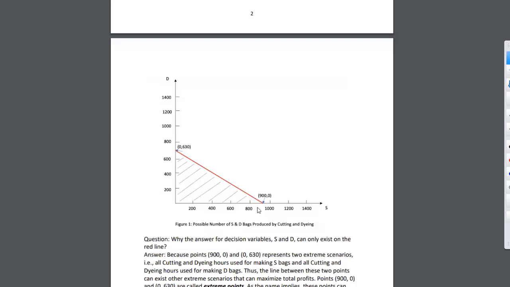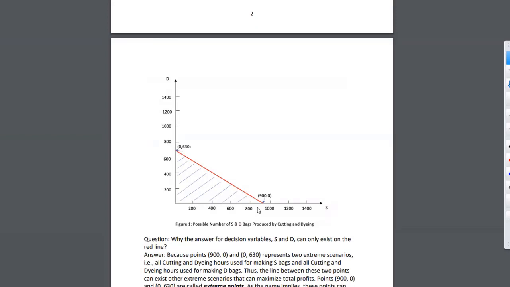So I use this red line to represent the possible solutions of S number and D number for this question, based on the first constraint. That's why I always tell everyone, constraint is the most important fundamental of an optimization analysis, right? Very important.